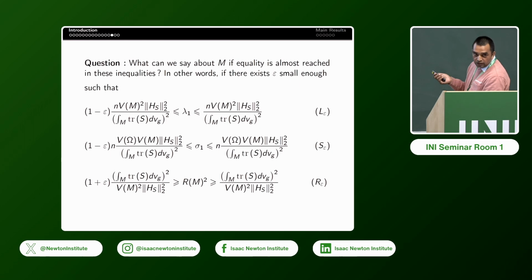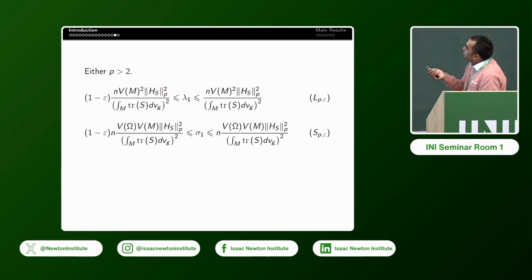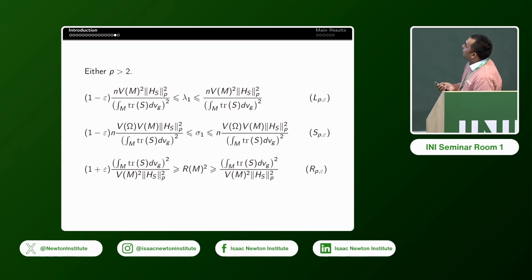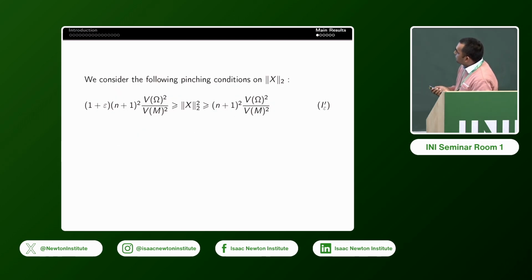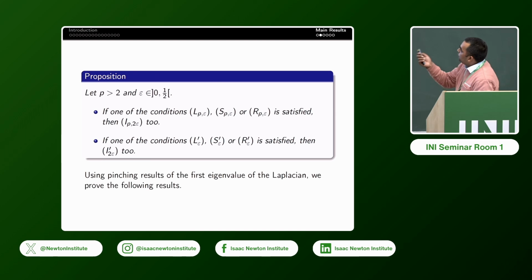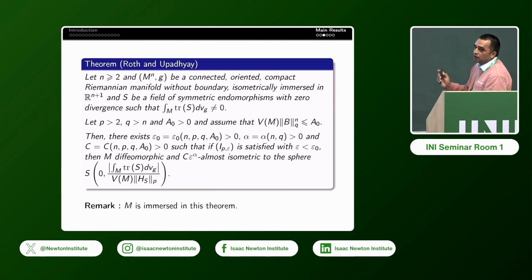So without going into details, if p is greater than 2, I have these inequalities. What we prove is that whatever conditions I mentioned in the previous slide, if these conditions are satisfied for epsilon, then we can prove that it will also be true for 2 epsilon. Using some technicalities and inequalities, finally we are able to prove that. And using this pinching result of the first eigenvalue of the Laplacian, we prove the following result. That is our main result.